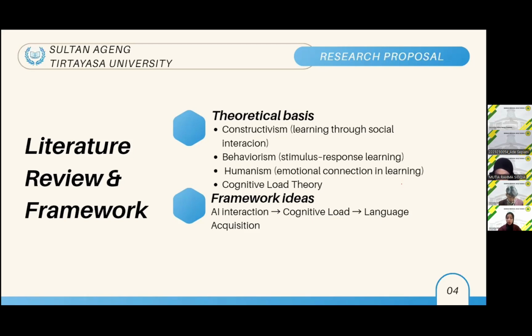The framework of this research can be summarized as: AI interaction influences cognitive load, and cognitive load affects language acquisition. So, the way learners interact with AI may determine how well they process and understand the language.